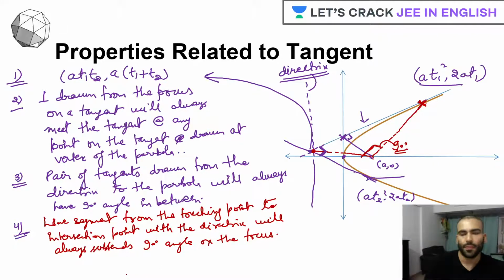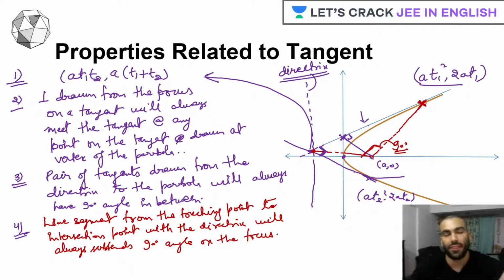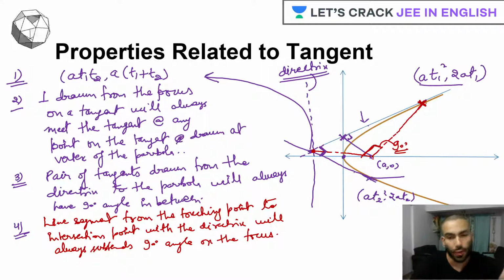Here guys, very simple. Okay, so these are the properties related to tangent. I would recommend you to recall them before going to the examination, because these are important properties and sometimes if you forget them, we will not be able to solve the question.